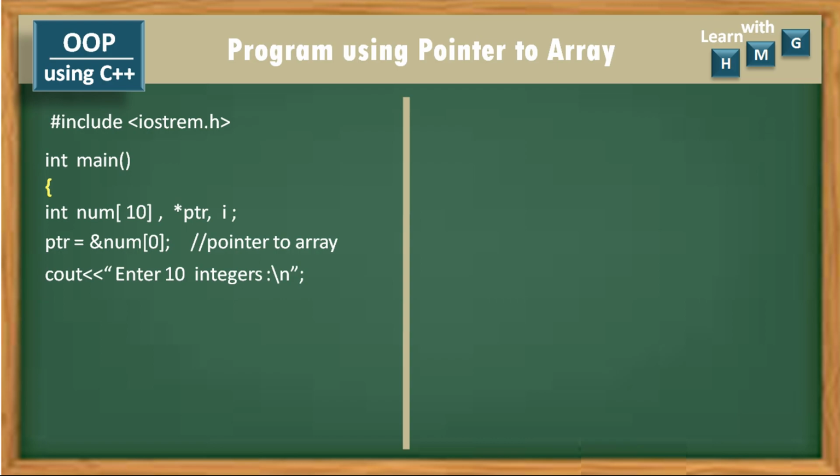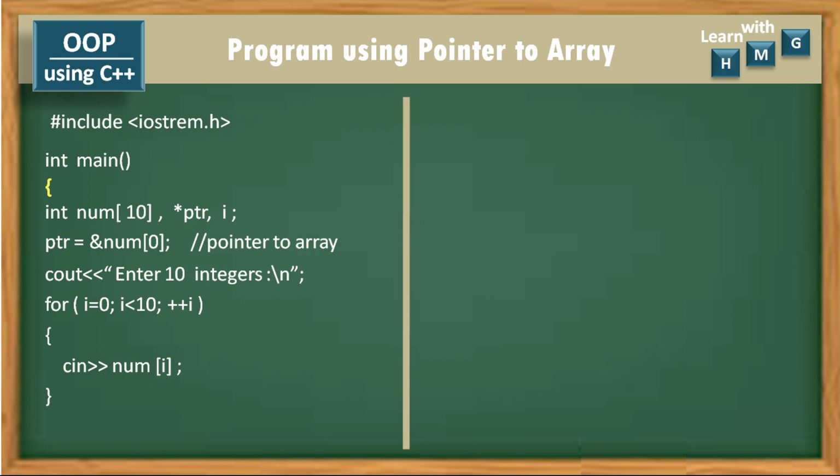Then let us accept 10 integers in an array. This is my prompt message for the user to enter 10 integers. Set the loop for 10 iterations beginning from 0 to 9, and within this loop, using cin and the extraction operator, accept the value for each individual element, that is num of I. So num of 0 to num of 9, a total of 10 element values, will be accepted within this loop with the help of 10 iterations.